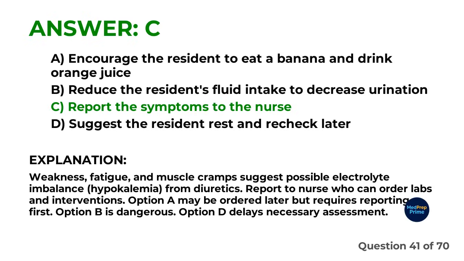Correct answer C. Weakness, fatigue, and muscle cramps suggest possible electrolyte imbalance, hypokalemia, from diuretics. Report to nurse, who can order labs and interventions. Option A may be ordered later, but requires reporting first. Option B is dangerous. Option D delays necessary assessment.